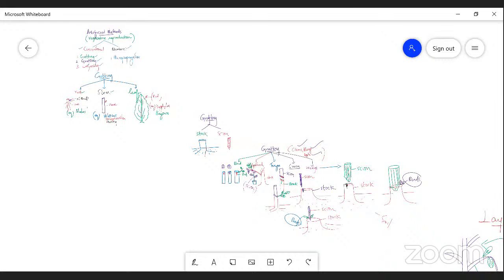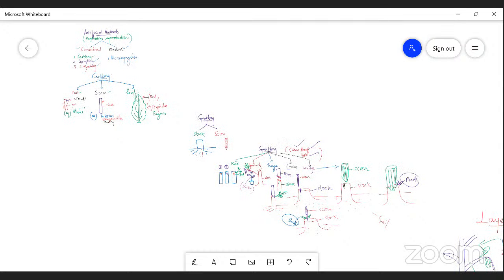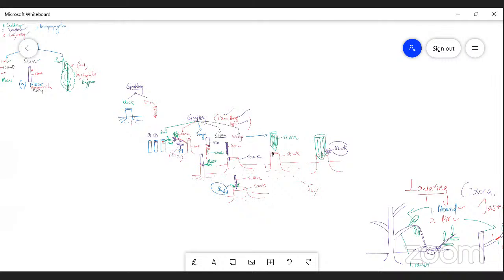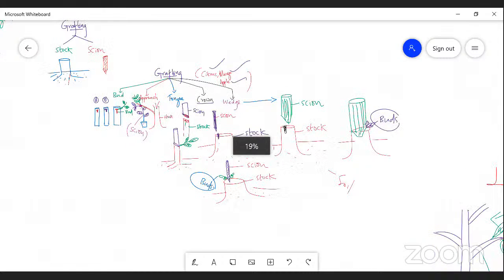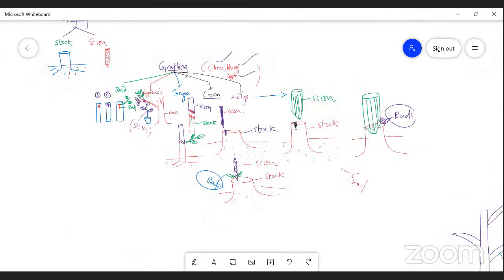Now, here you can expect in the examination a 5-mark question: what is grafting, and classify its types. As I said: bud grafting, approach grafting, tongue grafting, crown grafting, wedge grafting. I have drawn a diagram for each type.